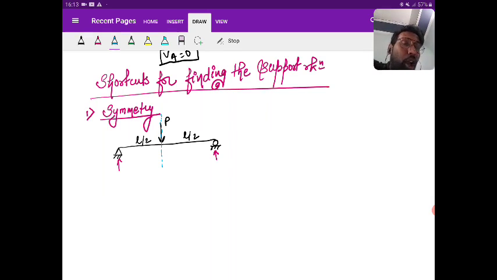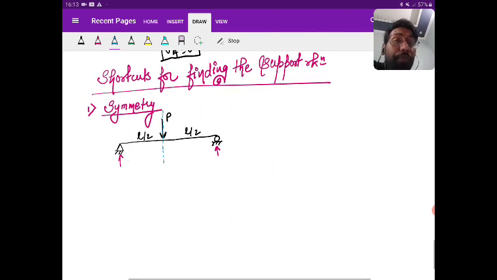One is a hinge, other is a roller. Both can carry only axial loading, only the axial load in their direction of the support. Yes or no? So this P load will be distributed equally to both the supports, and the reaction that you obtained is P by 2. Is it clear? Got the point?